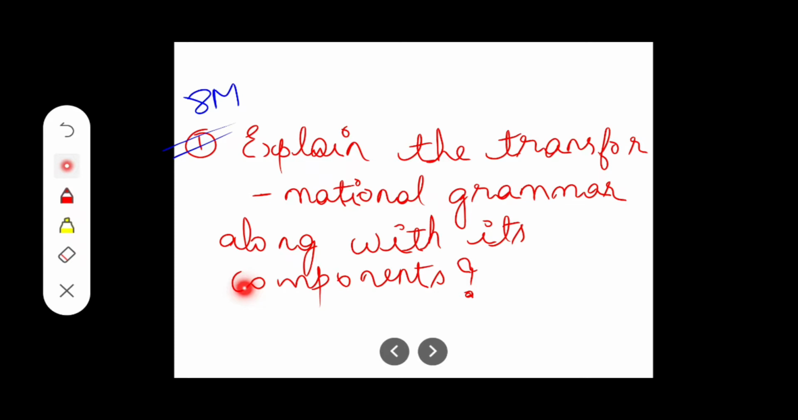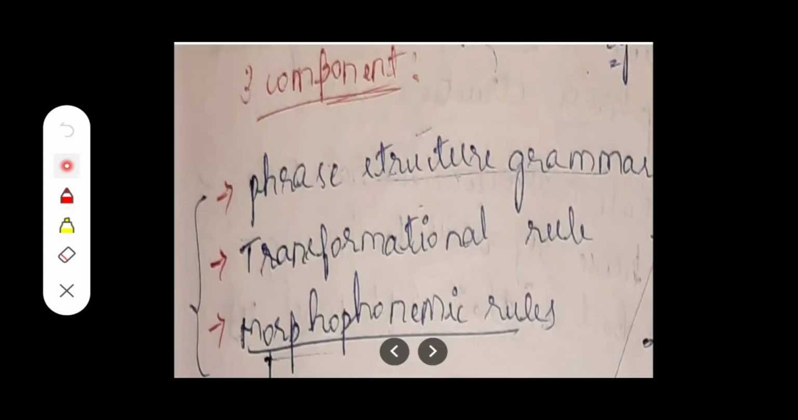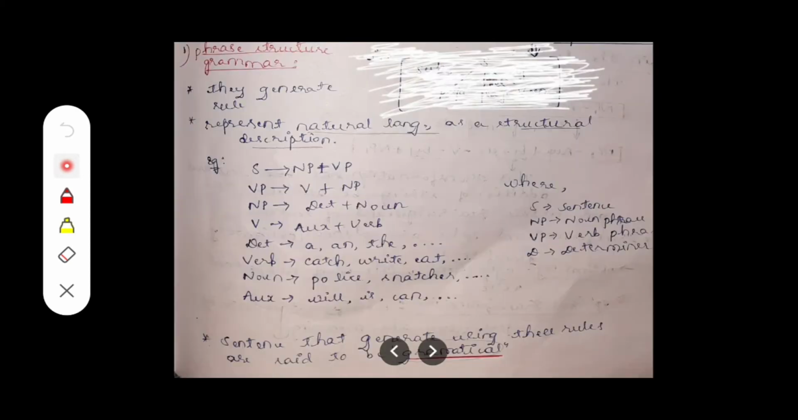Moving on to the question, that is the components of the transformational grammar. Let's look into it. So the three components of transformational grammar are phrase structure grammar, transformational rules, and morphophonemic rules. These are the three components that transformational grammar has. So let's go into detail. The first component is phrase structure grammar.